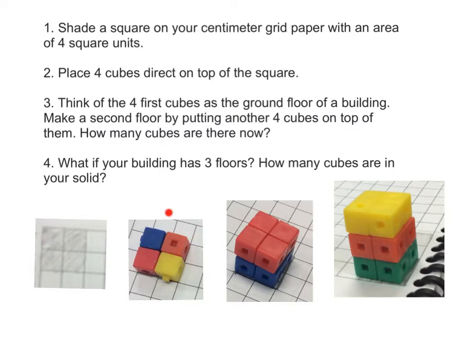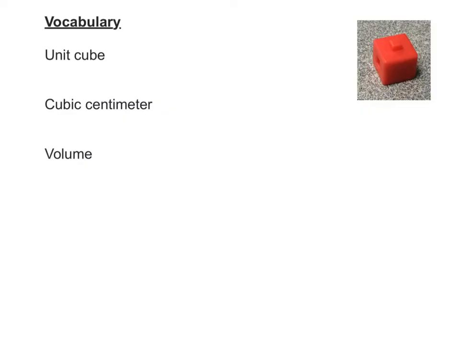Then you built your first floor. And how many blocks did you use to build your first floor? 4. When you added a second floor, how many blocks did you use altogether? 8. And then when you built your third floor, how many blocks were there altogether in your structure? 12. So in this last solid that you made, the one you have standing right now, there are 12 blocks, yes? Okay. So the first vocabulary word is a unit cube.